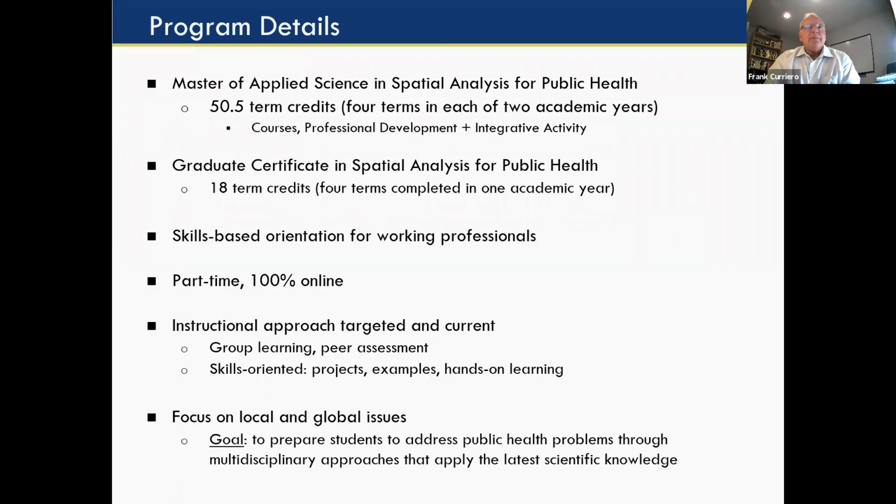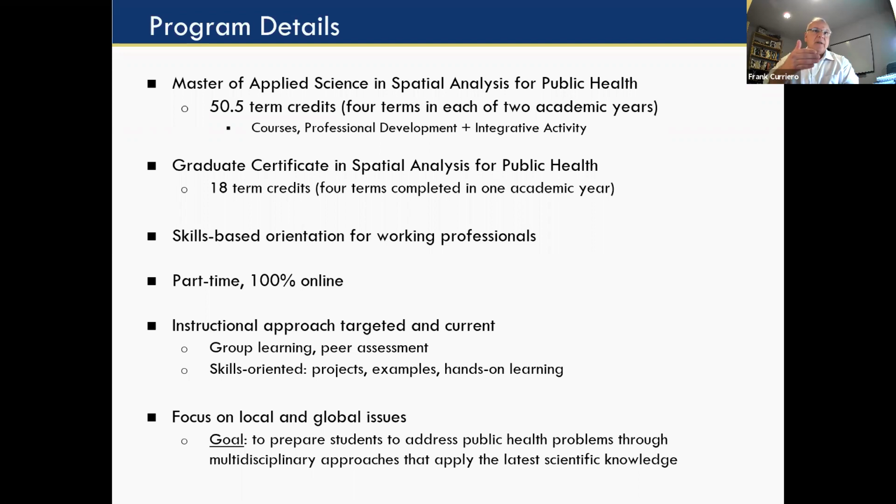So I'll give you some program details about this. We have a 2-year master's program and a 1-year certificate program, and it doesn't have to be completed in the 2 years or 1 year respectively. But the master's program provides you training in epidemiology, biostatistics, and spatial analysis. The graduate certificate in spatial analysis just focuses on the spatial analysis courses.